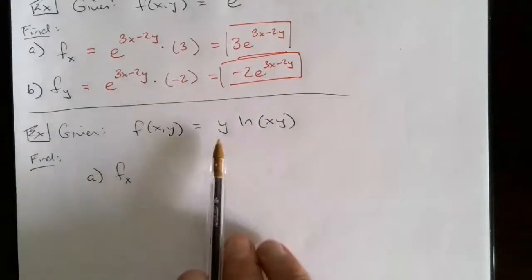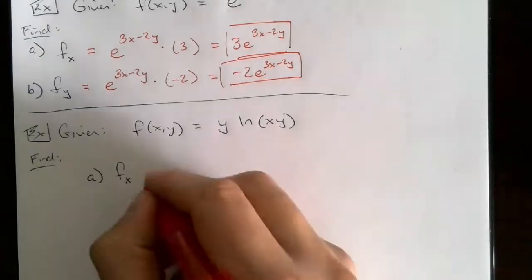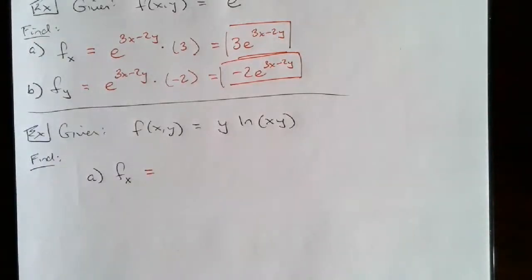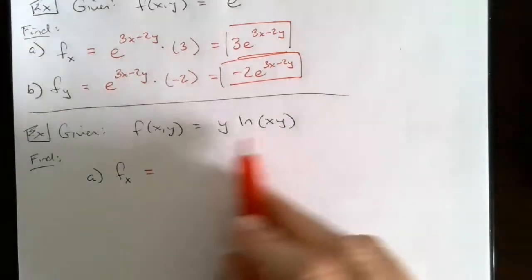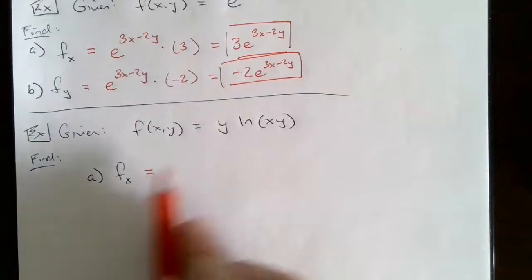Take a look at what's going on here. We've got y times natural log of xy. Now, it's important to know, when I'm looking at this, if this is a constant or a function. So we have some things that are being multiplied. What's being multiplied, though? Well, y, is that a constant or a function? Well, if we're taking derivatives with respect to x, the y is a constant.